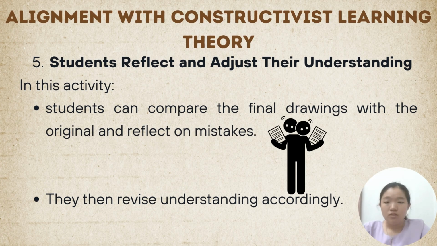For the fifth one, students reflect and adjust their understanding. In this activity, students can compare the final drawing with the original one and reflect on the mistakes, for example, a misplaced point or wrong coordinates. Then they can revise their understanding accordingly. So this is an important constructivist process for them.